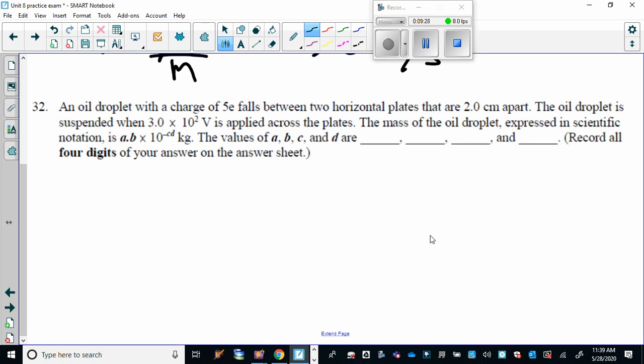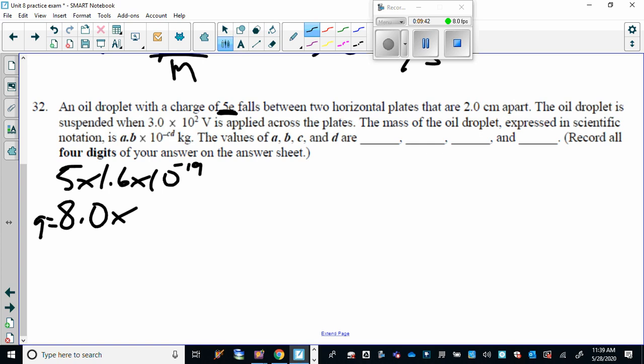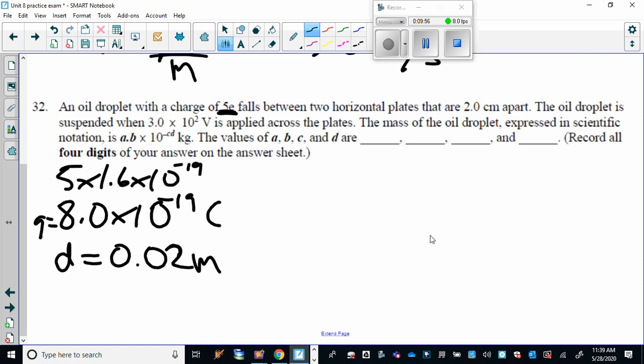Question: the oil drop has a charge of 5e, which means it has 5 excess electrons, and if each of those electrons has this charge, then the overall charge Q equals 8.0 times 10 to the negative 19 coulombs. It falls between 2 horizontal plates that are 2 centimeters apart. Okay, so this is a little different because it gives us the distance between the plates.